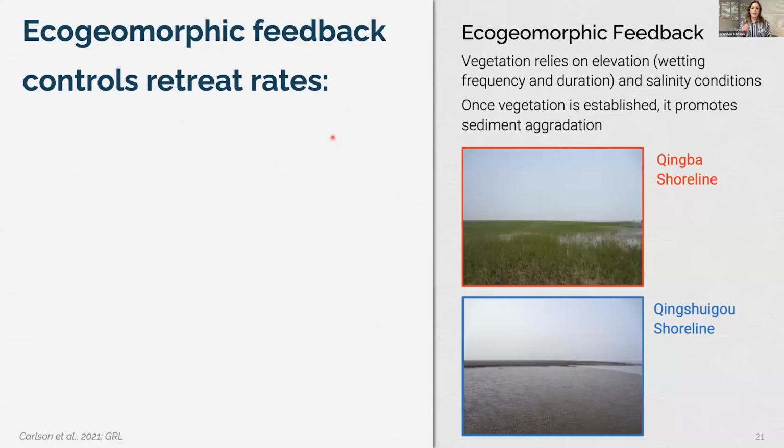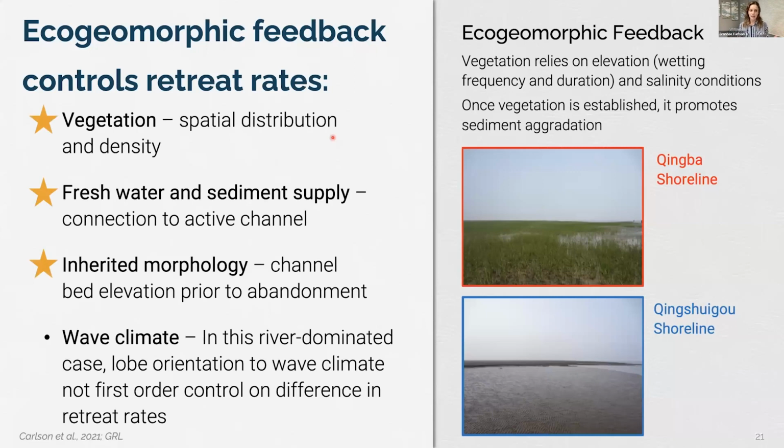And so we think this is important because it can set up an ecogeomorphic feedback where vegetation, which relies on elevation for both wetting frequency and duration and salinity conditions, and then once the vegetation is established, it can continue to promote sediment aggregation. So we think that these pieces of the puzzle, vegetation, freshwater and sediment supply, and the morphology in terms of the channel bed elevation for the system, played an important role in mediating shoreline retreat rates.